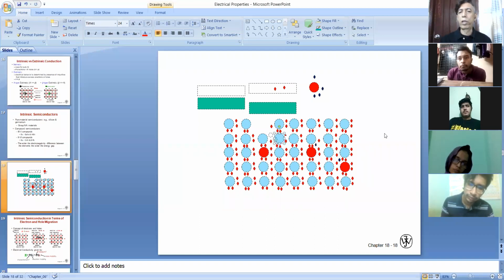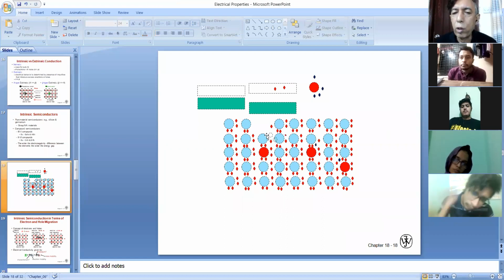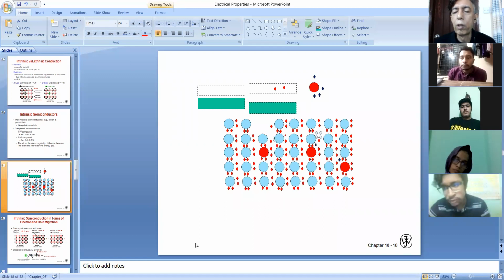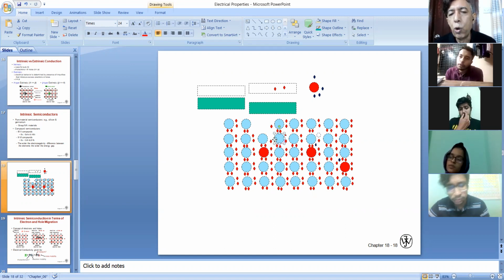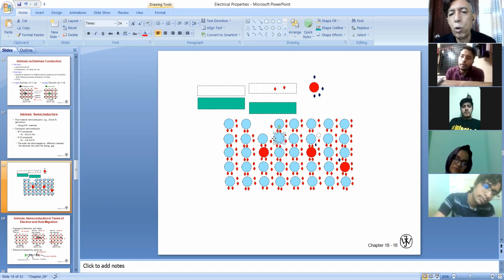Okay, you can assume it. You will find a hole here also. So two electrons transited from valence band to conduction band. We got two holes here. One is here and another one is here.